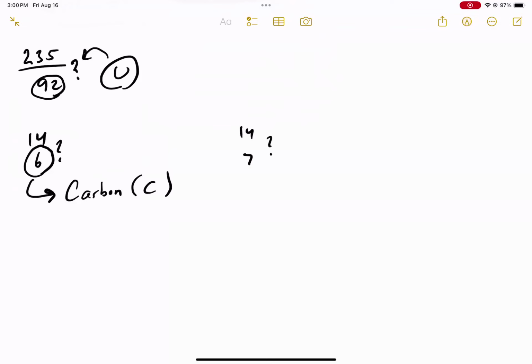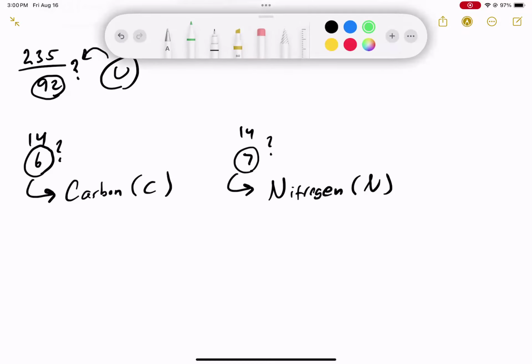Again, let's just look at the bottom part. This corresponds to nitrogen, N. And notice how they both have 14 on the top. That means the amount of protons and neutrons combined is equivalent. However, obviously, we don't have the same amount of protons, and that means we have different combinations of protons and neutron counts that account for these different elements and the different isotopes that we have.